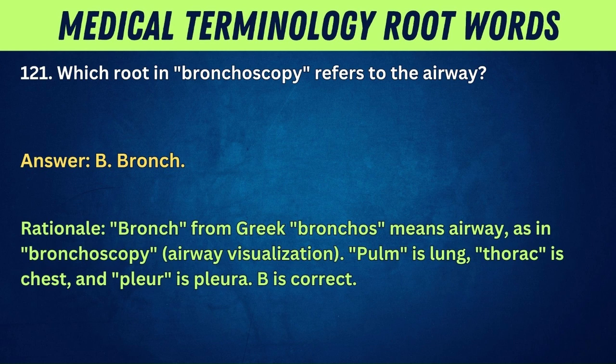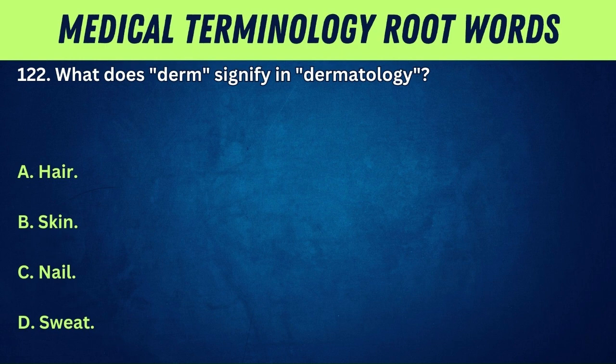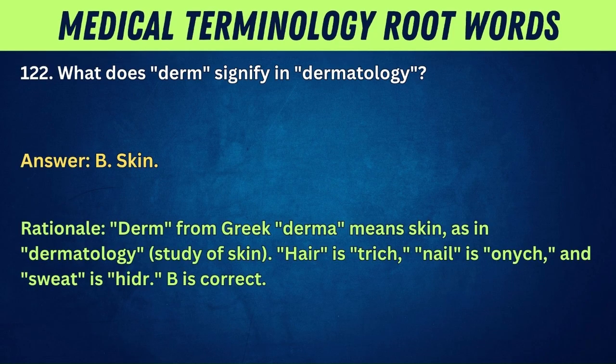B is correct. 122. What does derm signify in dermatology? A. Hair. B. Skin. C. Nail. D. Sweat. Answer: B. Skin. Rationale: derm from Greek derma means skin, as in dermatology, study of skin. Hair is trich, nail is onych, and sweat is hidr.